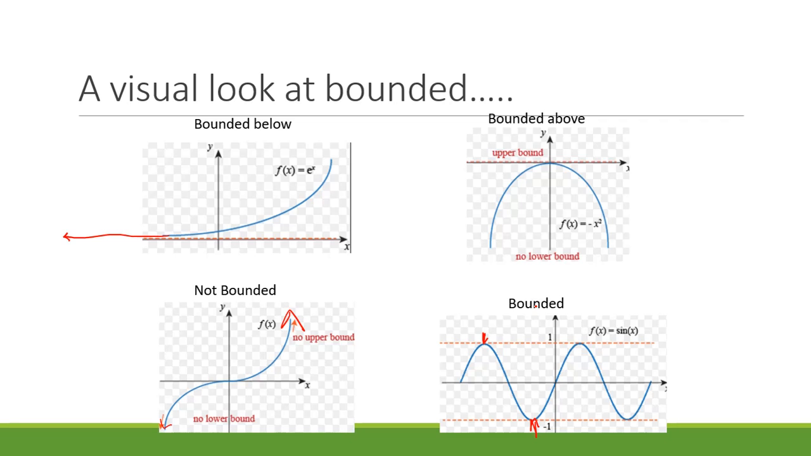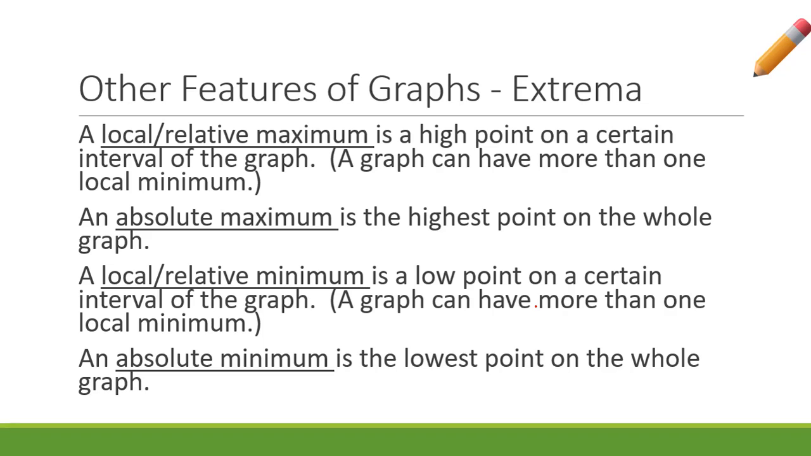Some other features of graphs. Extrema is another word you might hear thrown out. An extremum is a local or relative max. That's a high point on a certain interval of the graph. Now, a graph can have more than one local minimum or maximum. It doesn't really matter, but there is only one absolute maximum, okay? An absolute maximum is the highest point on the whole graph. This would be the highest hill, the highest mountain, okay? These would be all the other mountains that are on there.